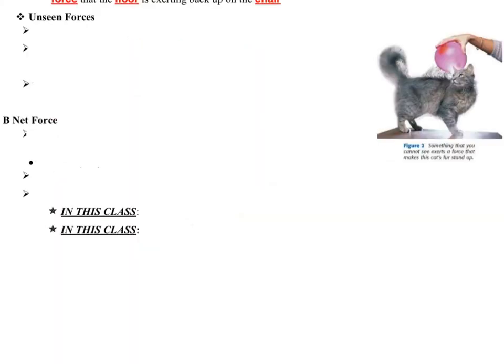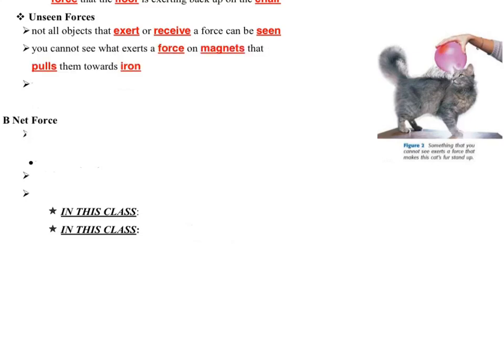Next question. Can all objects that exert or receive a force be seen, or can all forces be seen? The answer to this is no, not all objects that exert or receive a force can be seen. You cannot see the force exerted by magnets, for example, and what causes them to pull towards iron-containing substances.